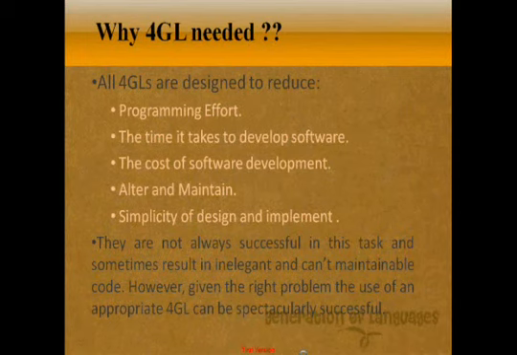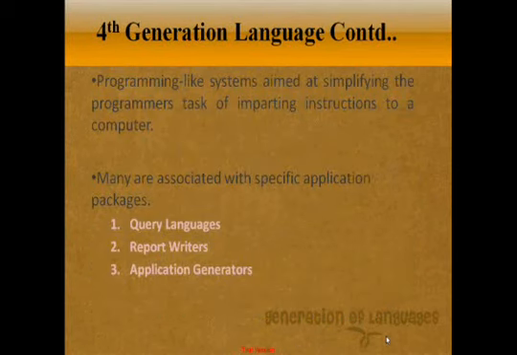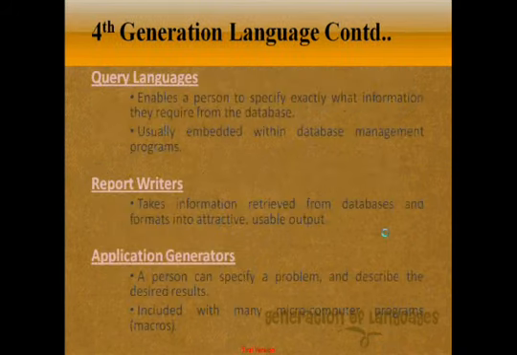All fourth generation languages are designed to reduce programming effort, the time it takes to develop software, and the cost of software development, and to make software easier to alter and maintain, with simplicity of design and implementation. They are programming-like systems aimed at simplifying the programmer's task of issuing instructions to a computer. Many are associated with specific application packages, query languages, report writers, and application generators.